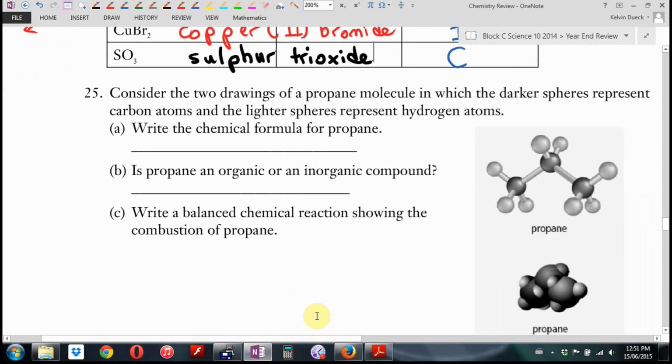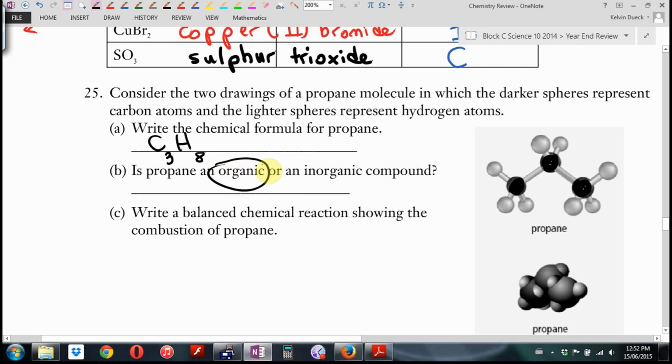It says, consider the following 2 drawings of a propane molecule. The darker spheres represent carbon atoms. The lighter spheres represent hydrogen. What's the chemical formula? How many carbons in this molecule? How many, Ty? No, it's on. Look up at the picture. How many carbons in this molecule? I caught you zoning out. My bad. You got to be with me. How many carbons here? 3. C3. How many H's? There's the chemical formula for propane. C3H8.